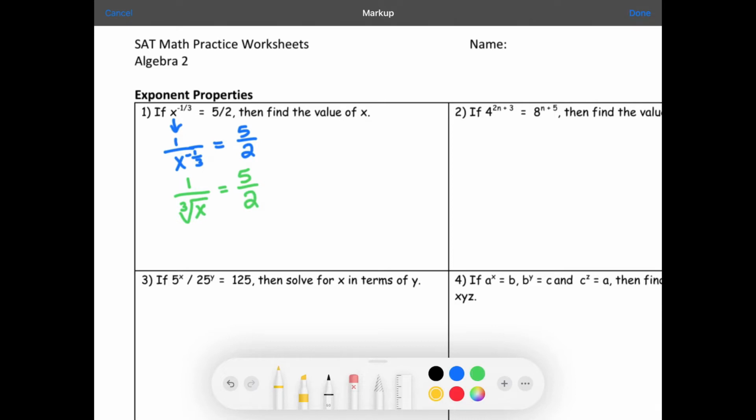What we can do is we can cube both sides. That'll get rid of the cube root. So 1 cubed is 1, cube root of x cubed is x, 5 cubed is 125, and 2 cubed is 8. Now you could simply just take the reciprocal of both sides, just flip it over. 1 over x would be x over 1, which is just x, and you got 8 over 125. So x equals 8 over 125.